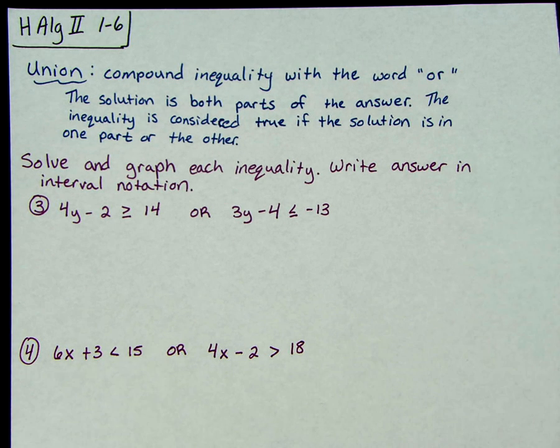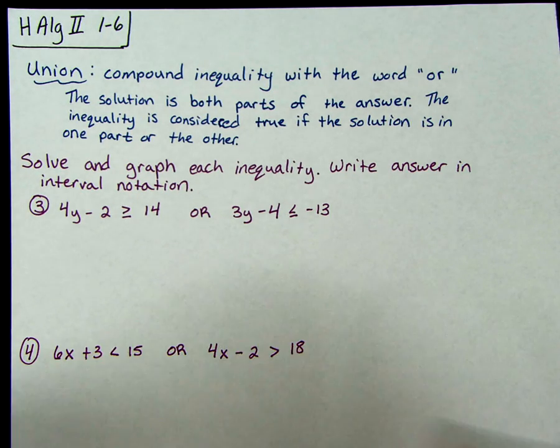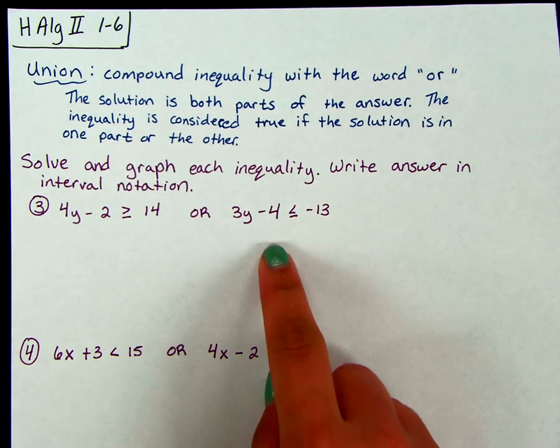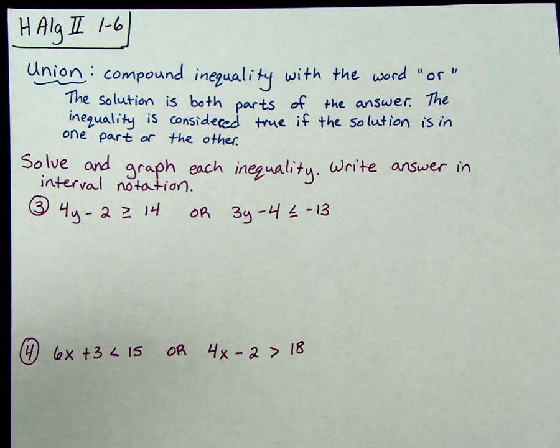All right, the next thing that we're going to talk about is the union. So again, this is the compound inequality with the word or. And the solution, again, is when we solve both pieces and put our answers on the same number line. So again, our directions: solve and graph each inequality, write answer in interval notation. So we're going to solve this one, write our answer on the same number line, and then we're going to put our final answer in interval notation.